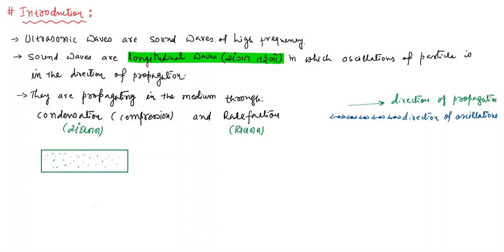this region. Suppose these are all the air particles, and the actual distance between any two particles is constant during the motion of the particles.